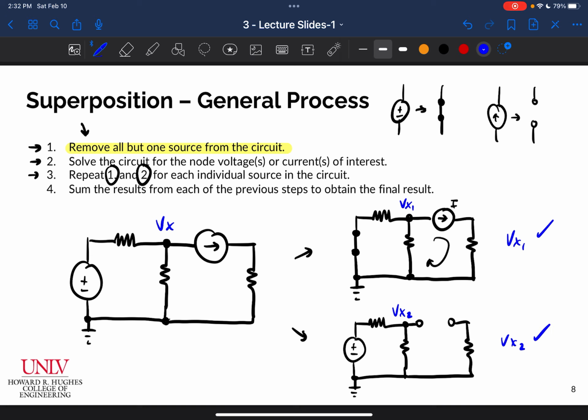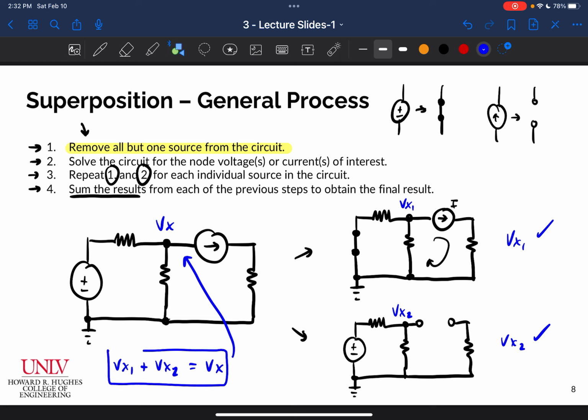And so I said step 3 says to repeat steps 1 and 2 for each individual source in the circuit. Well, there were only 2, so we only have two equivalent circuits to solve, and we got our Vx1, we got our Vx2, and the final step here is to sum the results from each of the previous steps to obtain the final result. And so what does that mean for us? It basically means we found Vx1, we found Vx2, and if we simply sum them together, that gives us the original value for Vx that we were looking for, okay?